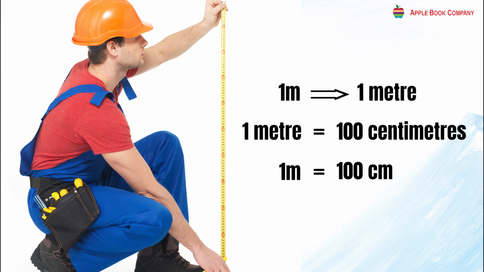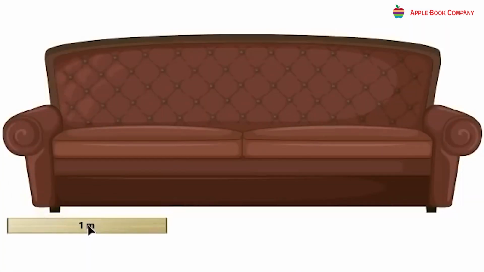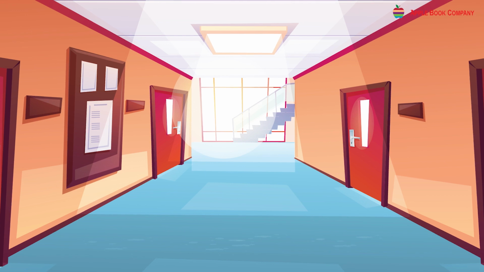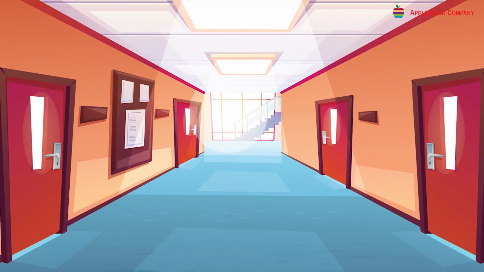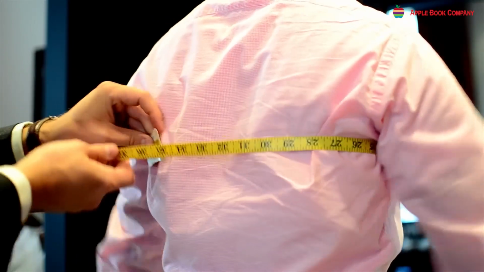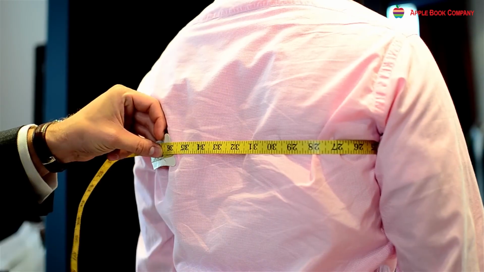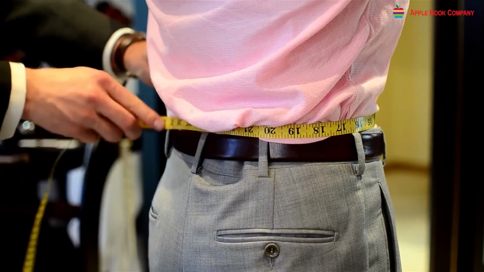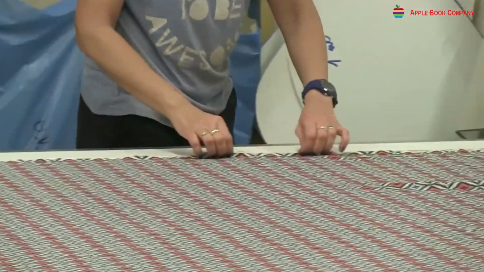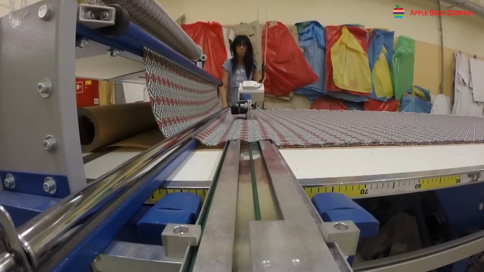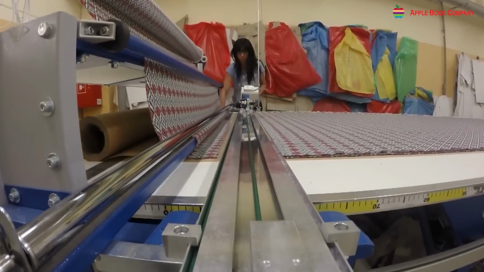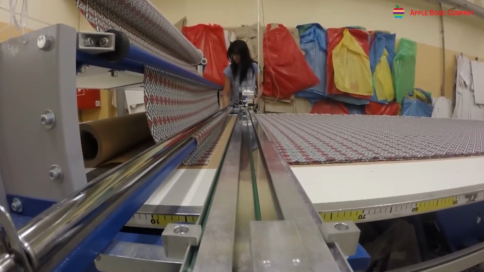Meter is a standard unit of length in the metric system. Short distances are measured in meters. The length of the corridor outside your classroom is measured in meters. Have you seen your tailor taking your measurement to make a new dress for you? He uses a meter tape. The salesperson in a cloth store uses a meter rod to measure out the length of the cloth to be cut and given to the customers.